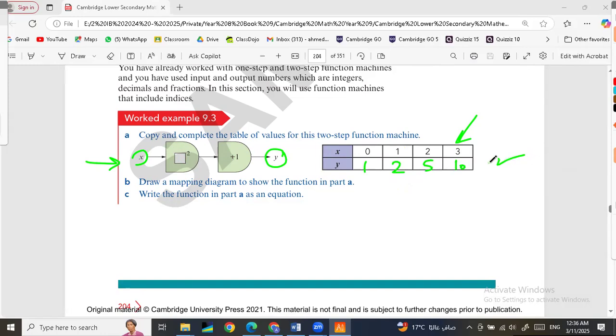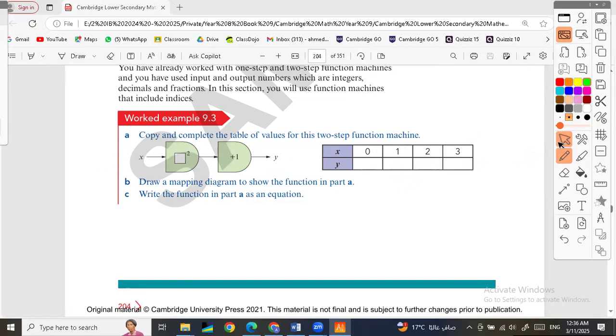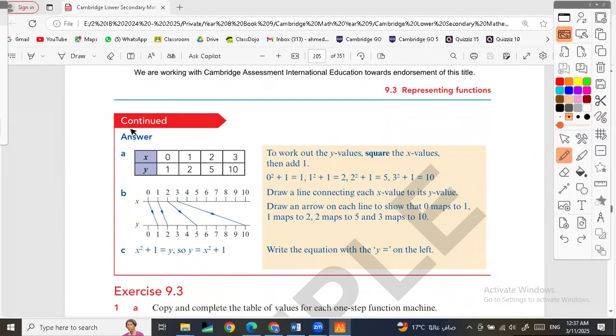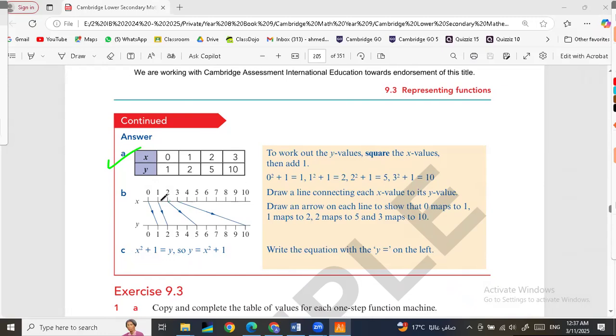But this is not the only way you're going to represent the function. I can represent the function also using a mapping diagram. How does the mapping diagram look? It looks exactly this way. Here is the mapping diagram. After I finish the table of values, I can connect the mapping diagram this way. I have a number line for x and another number line for y, and I just start connecting the numbers. The 0 from the x is connected with 1 from the y.